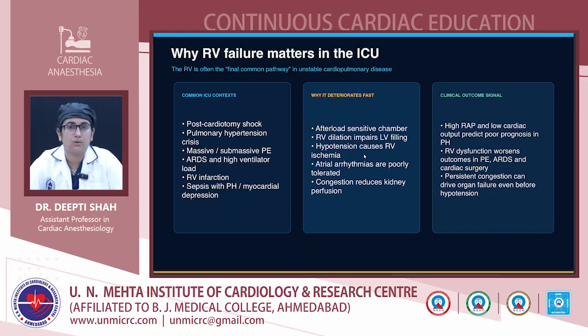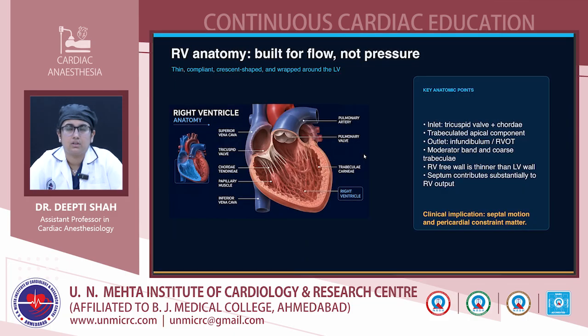So the clinical outcome signals we will be seeing, such as high right atrial pressures and low cardiac output, will predict a very poor prognosis in a patient with pulmonary hypertension or RV dysfunction. RV dysfunction worsens outcome in patients who have been operated for pulmonary embolism, or patients with ARDS and post cardiac surgery, and also persistent congestion can result in organ failure even before hypotension.